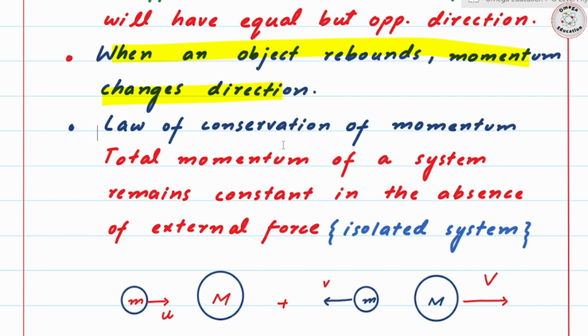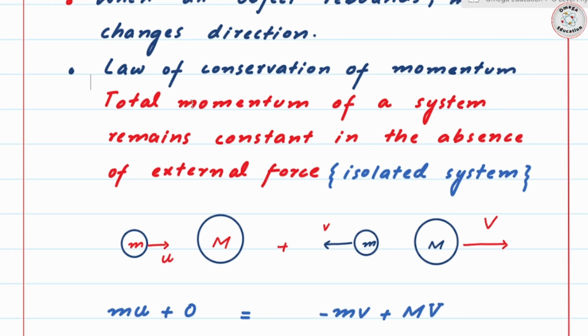The most important one is the law of conservation of momentum. The law says, total momentum of a system remains constant in the absence of external force. Or you can also define it, the momentum of an isolated system before collision equals the momentum of the system after collision. That is also an acceptable definition.